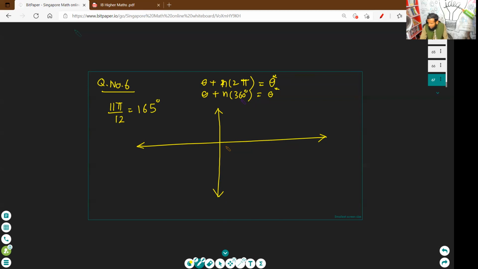Wait, I'm going to calculate it. 11 into 180 divided by 12. 165. Okay, so 165. So 160. Here 90 plus 90 plus, 90 plus 75. Okay. Yeah, but can we also say 120 plus 45? Yeah, this is 90.